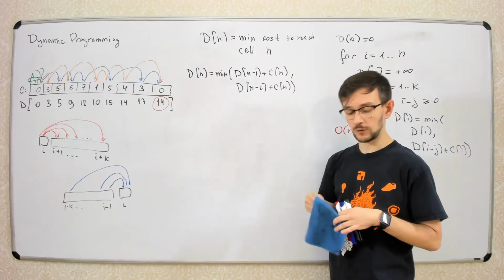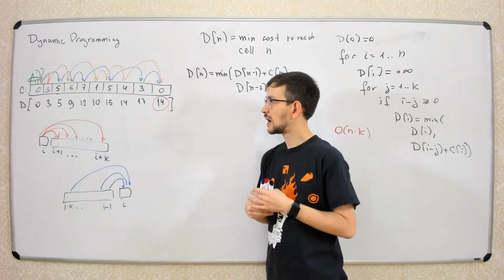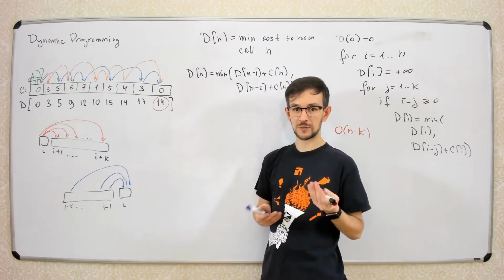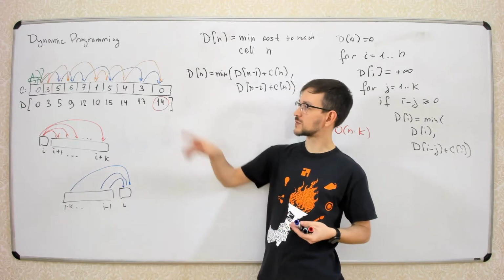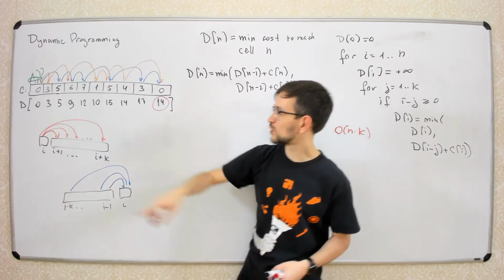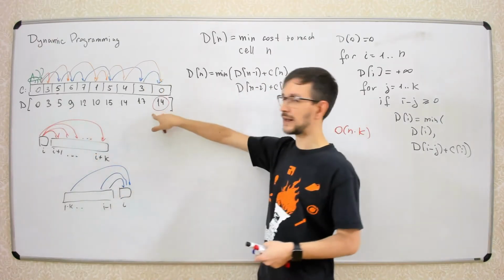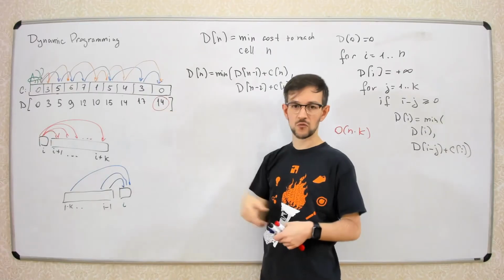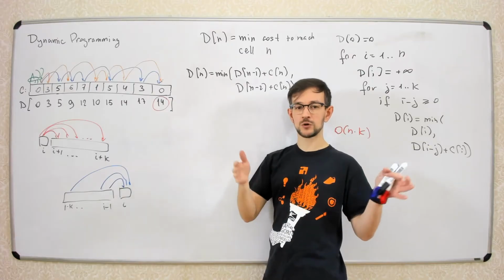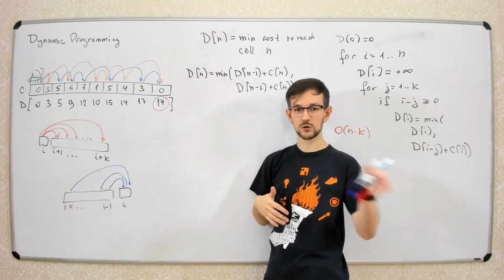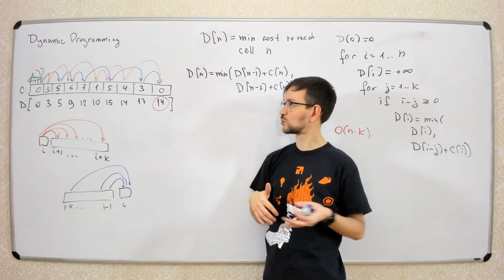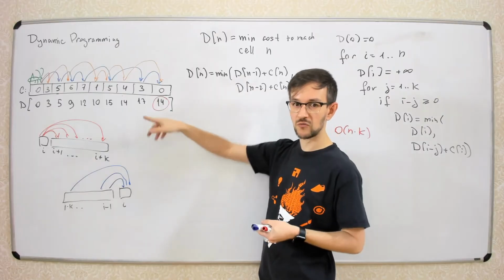This is not all, because my program only calculates the value of the optimal answer. So if you run this program, you will know that the optimal path if you want to go from cell 0 to cell n, you need to spend minimum 14 coins. That's a good result. So if someone came to you and said, I need to get from here to here with minimal possible cost, and you say, you can do it spending 14 coins.